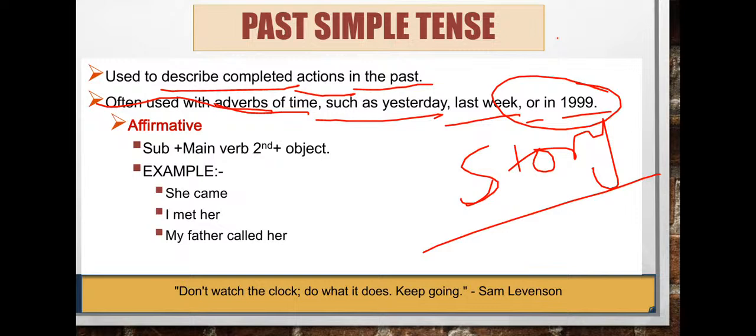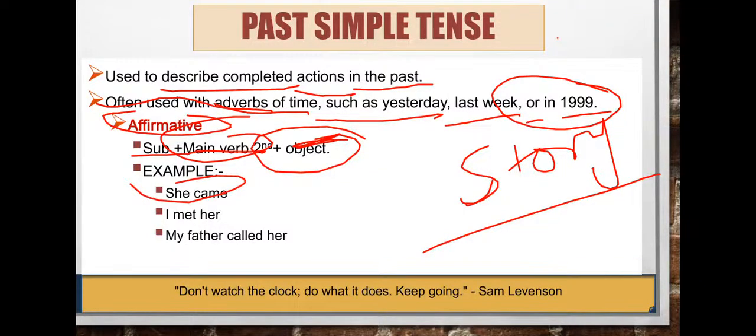Right here, we are talking about affirmative, which is the simple, perfect sentence, that is positive sentences. The construction of this one is subject plus main verb, second form of the main verb, and the object. Object is not that compulsory, but you can say subject plus main verb, second form of the main verb. Let's take some examples. It's so simple.